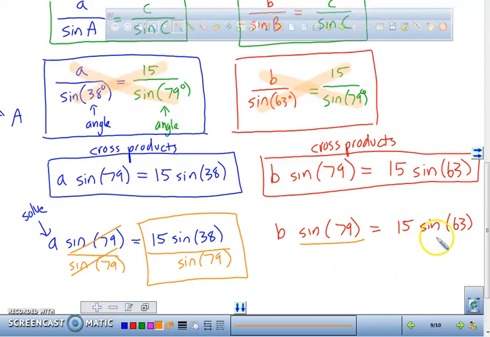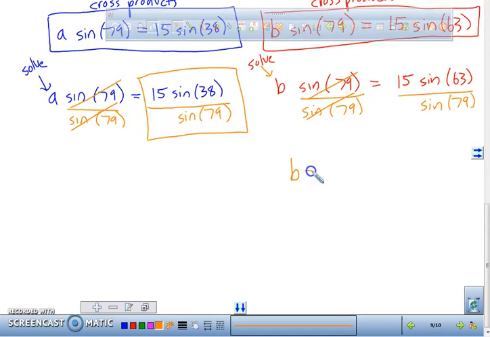Hopefully you guys can see that we end up dividing by the exact same thing we did before. What am I going to divide both sides by to solve for this guy? What am I solving for? I'm solving for B. So what am I going to divide by? The sine of 79, right? So these cancel out, and our final answer for B will be whatever the approximate value is for 15 times the sine of 63 divided by the sine of 79.